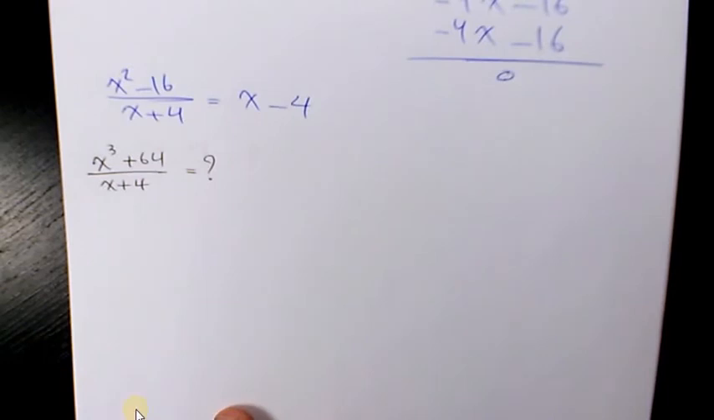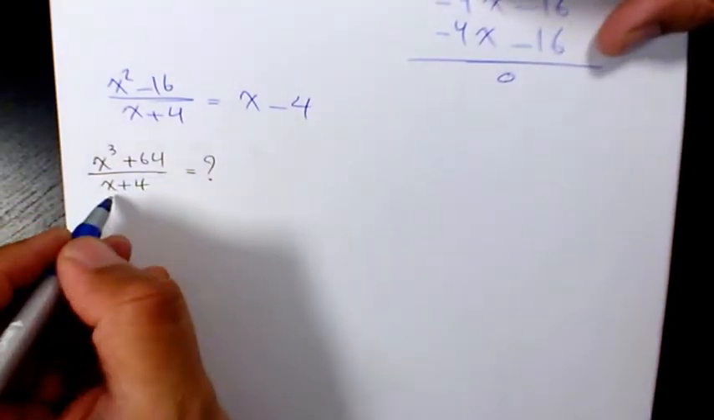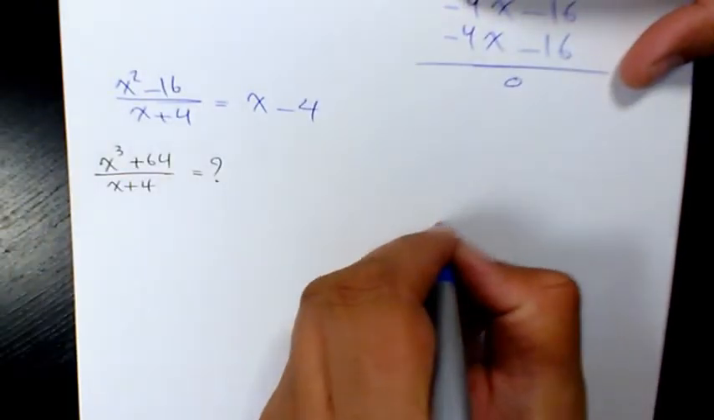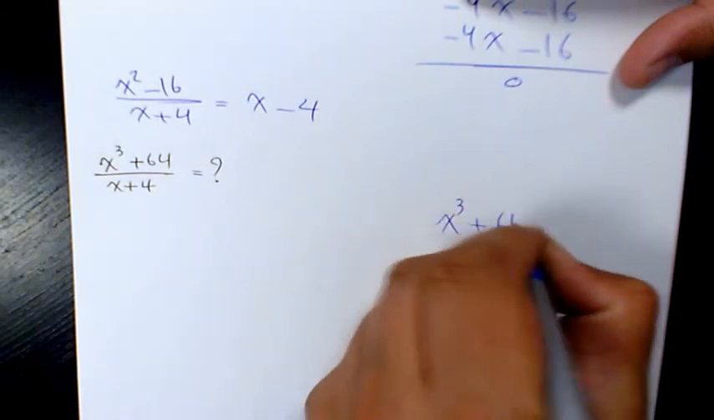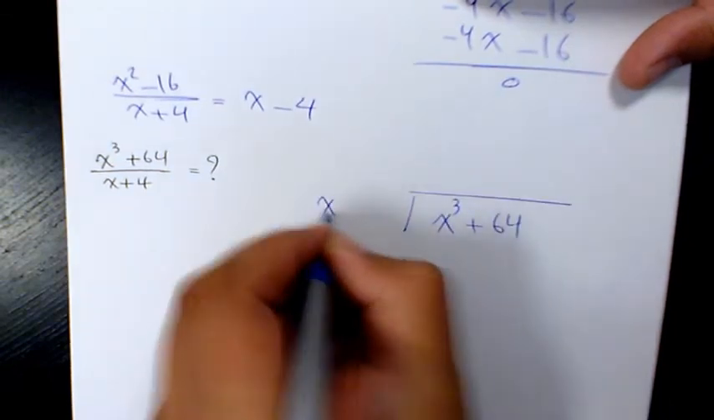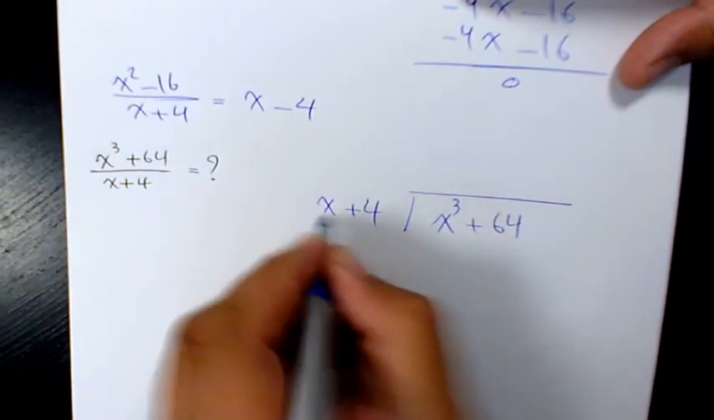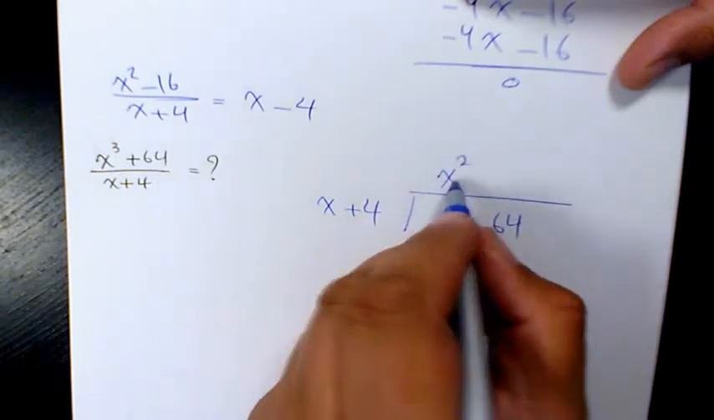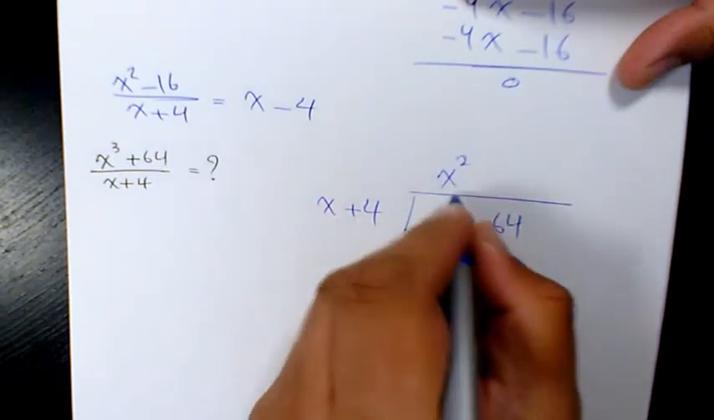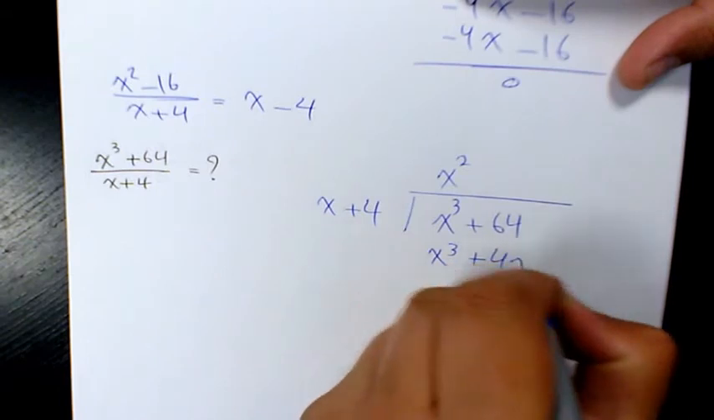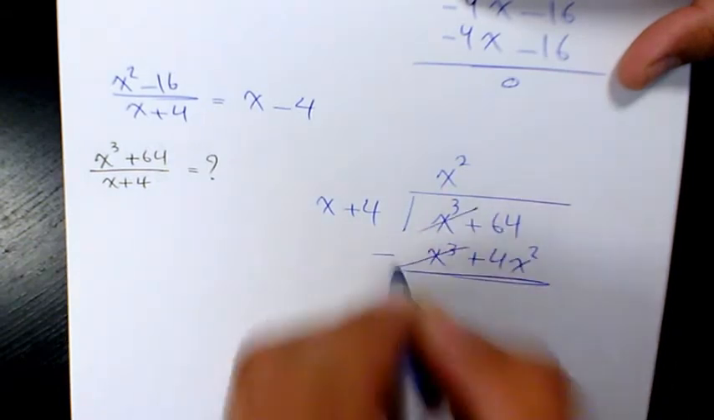So we're going to say x squared minus 16 divided by x plus 4 is going to be x minus 4. Next one, x cubed plus 64 over x plus 4. So we have x cubed plus 64 divided by x plus 4. x cubed divided by x is going to be x squared. x squared times x is x cubed. x squared times 4 is going to be 4x squared. When you subtract it, these two cancel out.